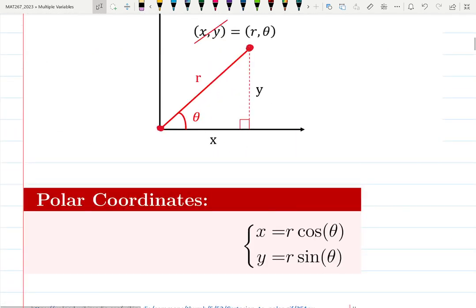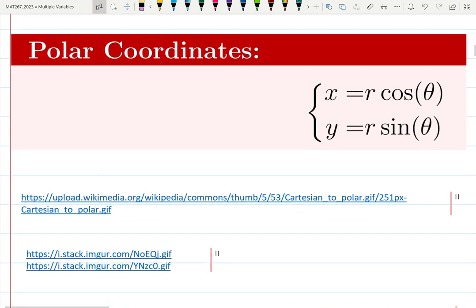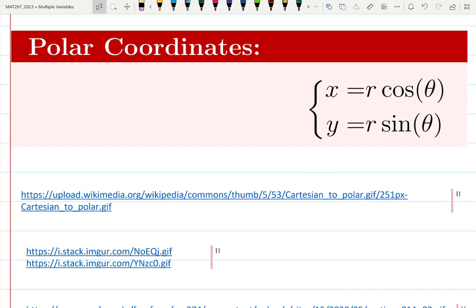Let's review them first. Here's the typical formula. We learned it from Calculus 2. Polar coordinates are defined as x = r cosine theta and y = r sine theta. All these formulas are coming from the right triangle. Additional to that, we had formulas.